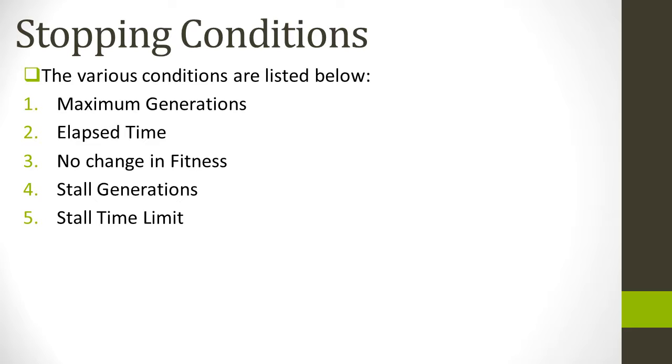Then the third one is no change in fitness. The genetic process will end if there is no change to the population's best fitness for a specified number of generations. The next condition is stalled generations. The algorithm stops if there is no improvement in the objective function for a sequence of consecutive generations of length stall generations. Stall time limit: the algorithm stops if there is no improvement in the objective function during an interval of time in seconds equal to the stall time limit.